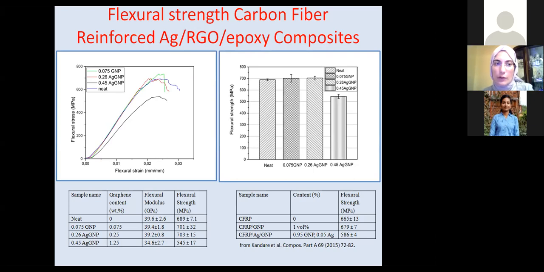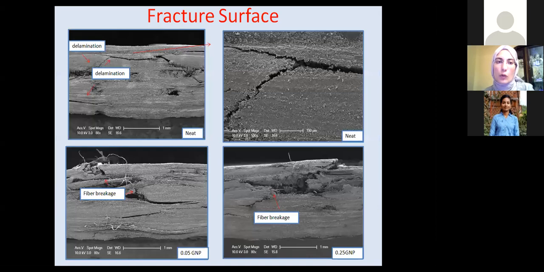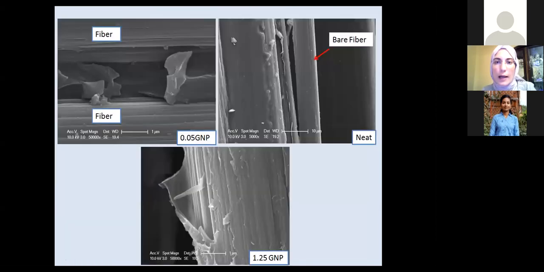Now we can see the fracture surfaces of the samples. Here, the neat samples show the delamination, and the other composite samples show the fiber breakage that I mentioned before. And lastly, we can see in the neat composite the bare surfaces of the fiber. There is a very smooth surface. And in the composites containing 0.05 graphene, there is a strong connection between the fiber materials. And in the last picture from the fiber, we can also see the graphene on the surface of the fibers.